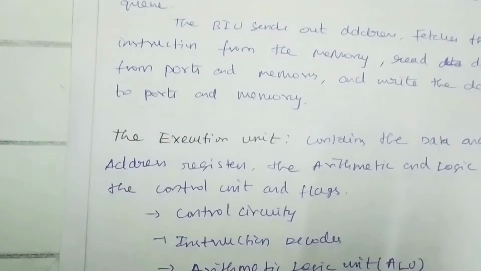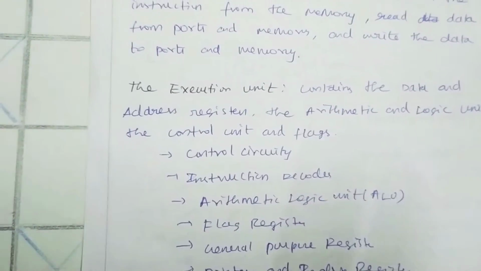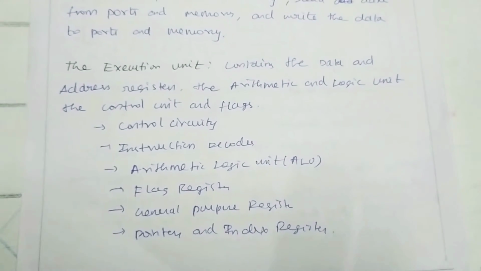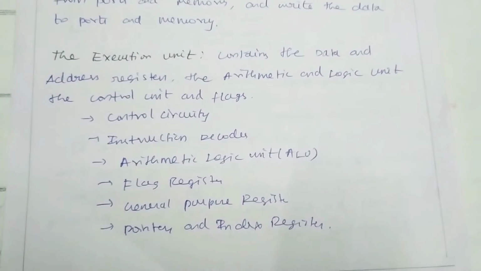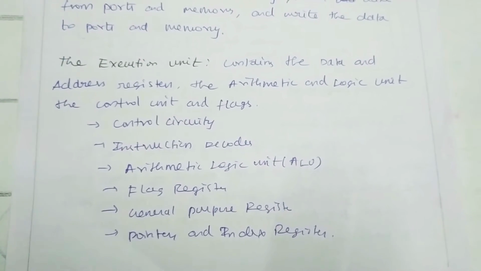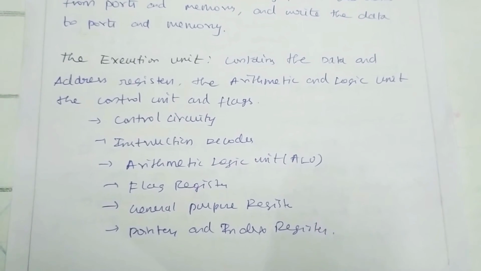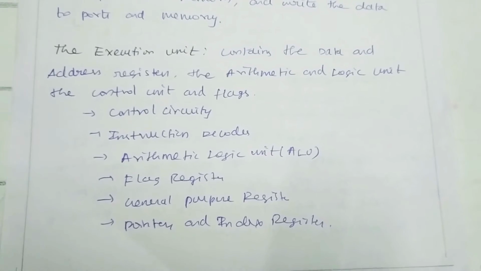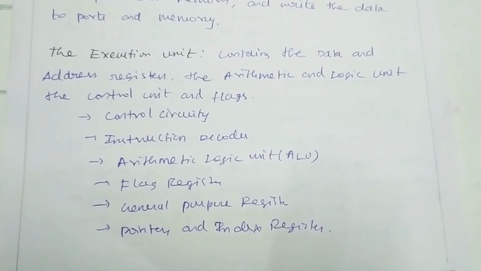Then the execution unit. The execution unit also has a set of processes: control circuitry, instruction decoding, the arithmetic and logical unit, flag registers, general purpose registers, and pointer and index registers.